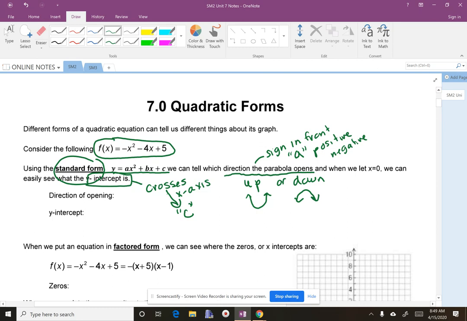So for this specific equation, y equals negative x squared minus 4x plus 5, our a is negative 1. So that tells us it's going to open down. Okay, and our c is 5. So our y-intercept, which is a point, is when x is 0, y is 5.